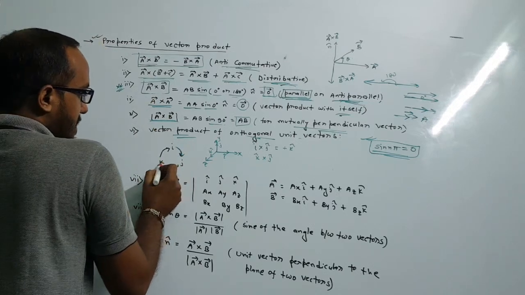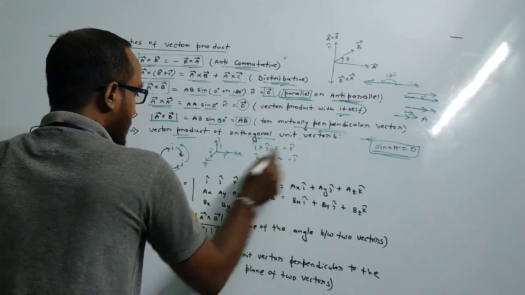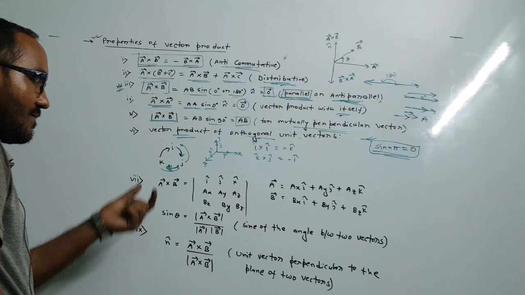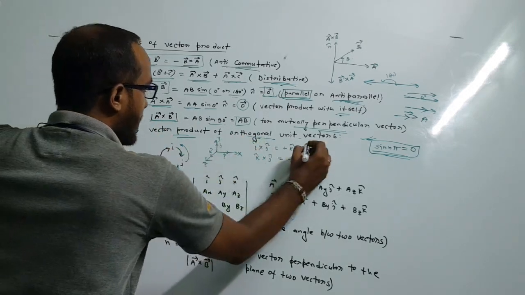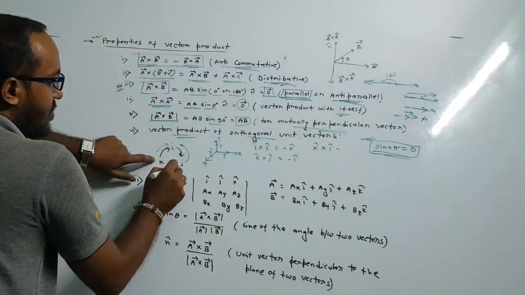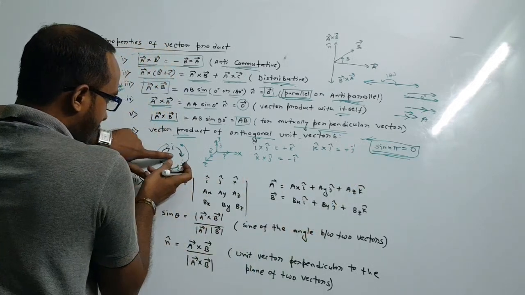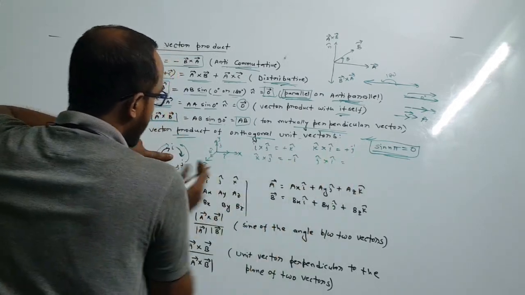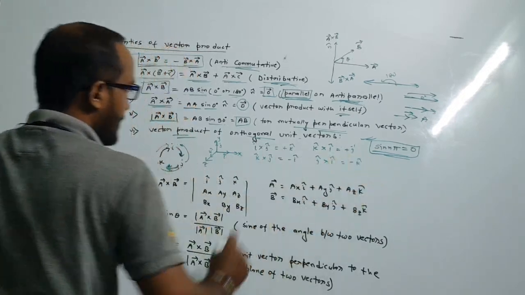So for the anti-clockwise direction, k cross j gives i, but this is minus i because we are moving anti-clockwise. For clockwise direction you get positive, for anti-clockwise direction you get negative. Let us say we are finding k cross i, we are moving clockwise, so k cross i is plus j cap. If we find j cross i, we are moving anti-clockwise, so we get minus k. This is as simple as that.